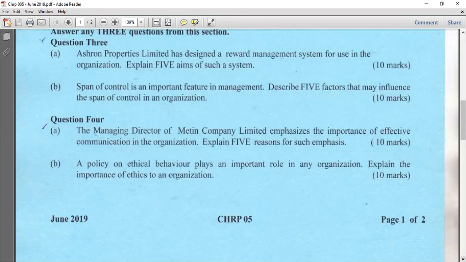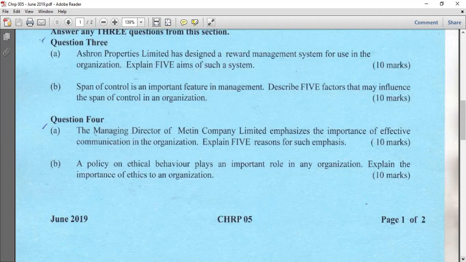You want to attract and retain the best talent to your organization, reward will help you achieve that. You want to build teamwork in the organization, reward will help you achieve that. You want to ensure fairness and equity in the management of the reward systems in the organization. The reward management system helps us achieve equity and fairness. So we talk about equal pay for work of equal value. So several reasons why you want to introduce a reward management system.